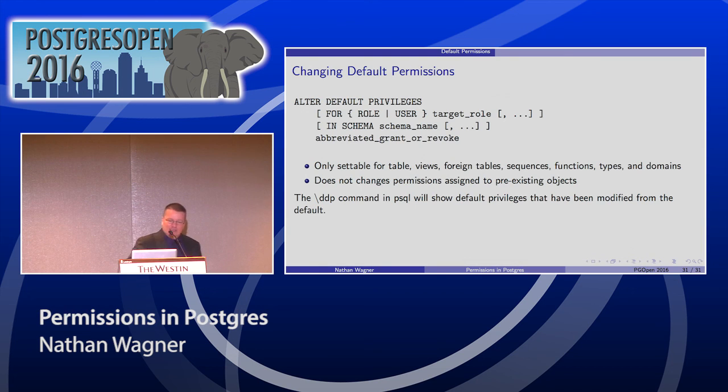You can only alter the default privileges for tables, views, foreign tables, sequences, functions, types, and domains. When you alter the defaults, it doesn't change permissions on anything that's already been created. It's only future stuff. You can look at them if they've ever been modified with the \ddp command, which is similar to the \dp command. That's about all I have.